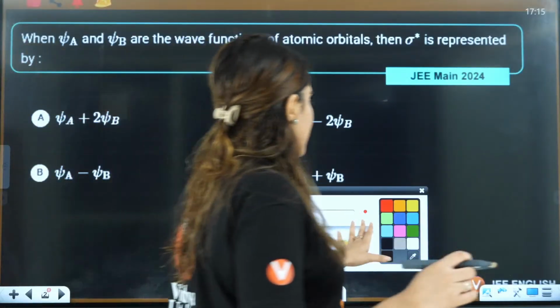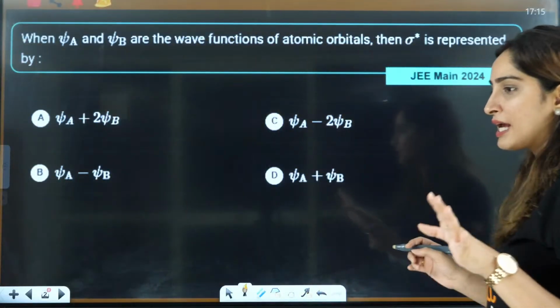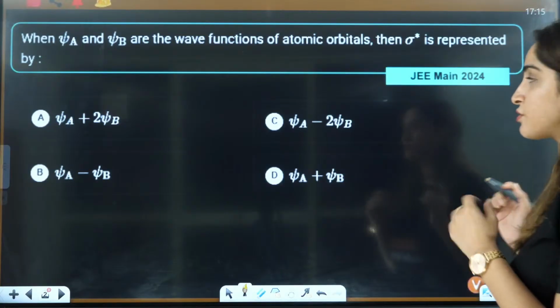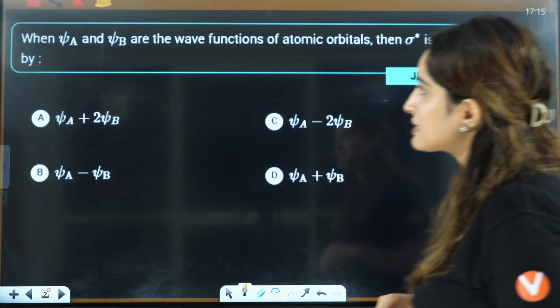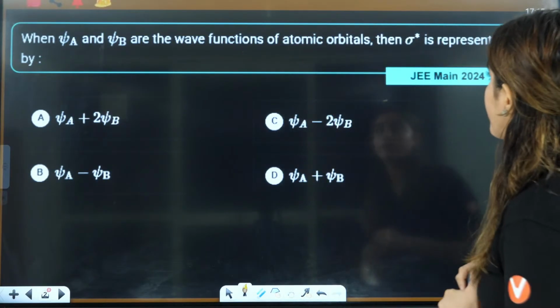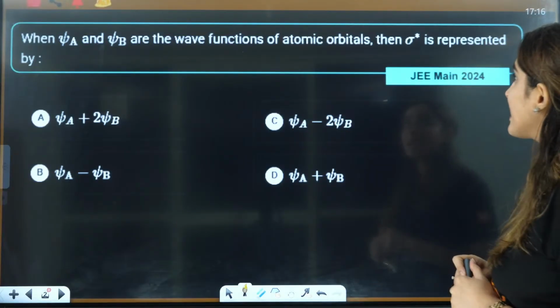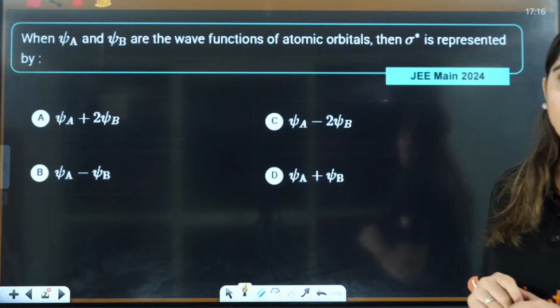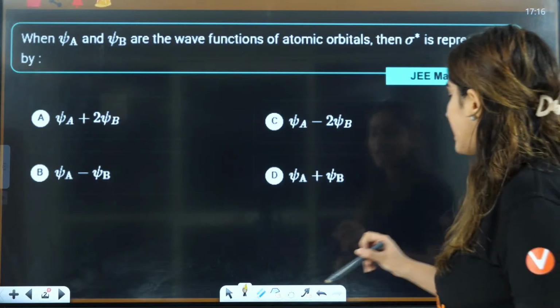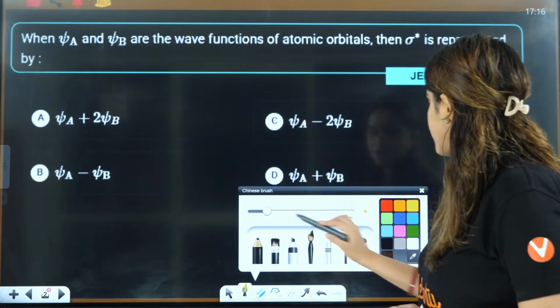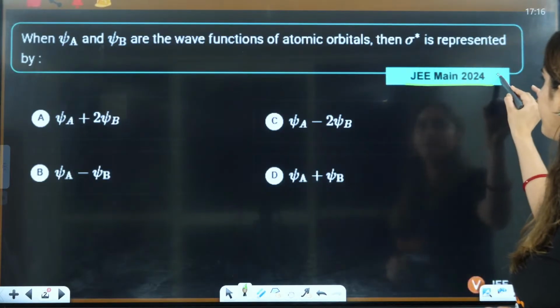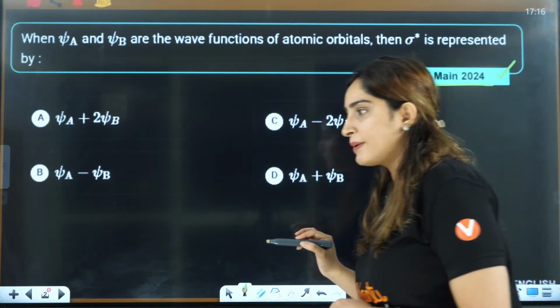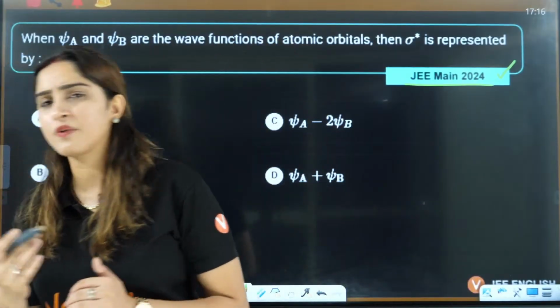So, firstly, I just want to recap. I just want to see whether you guys remember this or not. So, psi A and psi B are the wave functions of atomic orbitals. Then psi star, sigma star is represented by which of the following? We have discussed this, and this is a question from 2024. Everybody, you can answer this very easily.